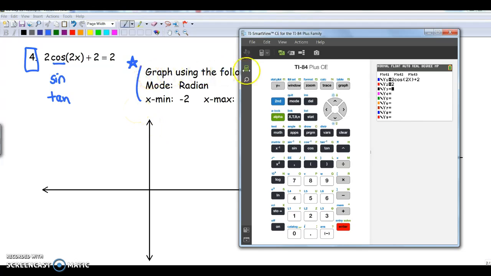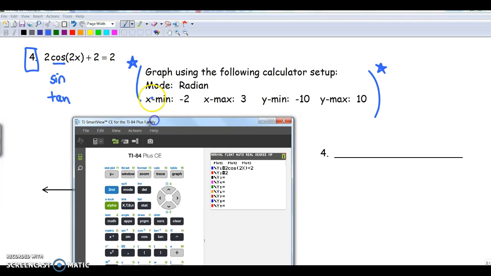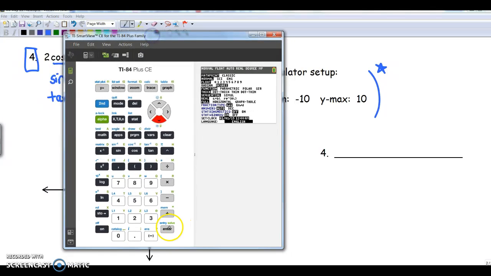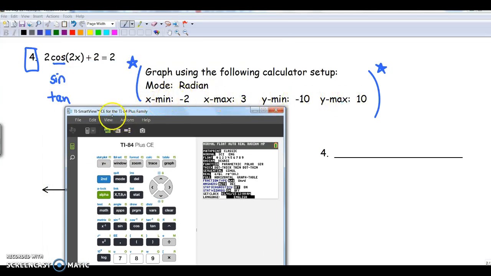It says graph the following with the following calculator setup. It says mode is radian, so you're going to want to go to mode. It's right here next to the second key. Hit mode, and radian, which is like the third option down, should be highlighted. If it's not, move the blinking cursor onto radian and hit enter, so that it's highlighted. Once you have it in radian mode, it tells you what the x min, x max, y min, and y max are. So we're going to go to window.